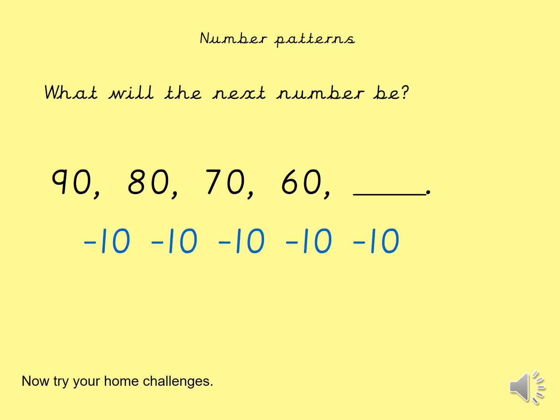So that's right. Each time we were taking away 10. 90 take away 10 equals 80. 80 take away 10 equals 70. 70 take away 10 equals 60. 60 take away 10 equals, pause the video and write your answer. That's right. The answer is 50. We can also say 60, count back 10 equals 50. Can you carry on this pattern? Keep going and see if you land on 0. Pause the video and have a go.